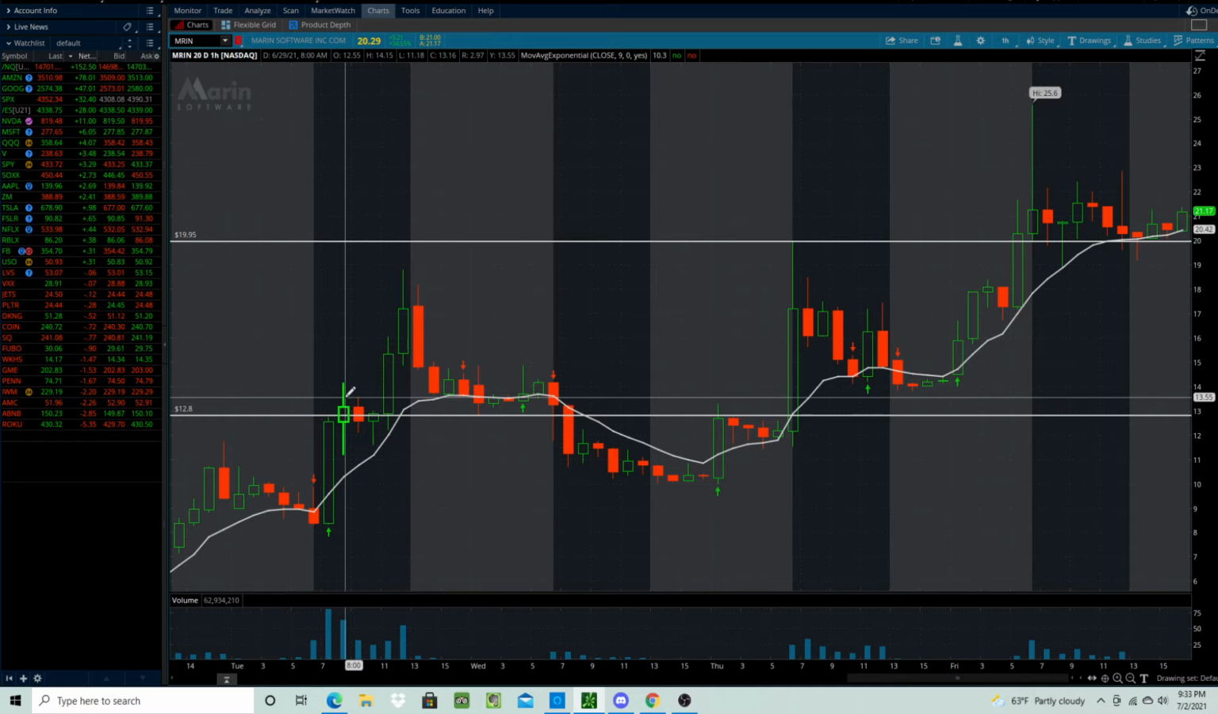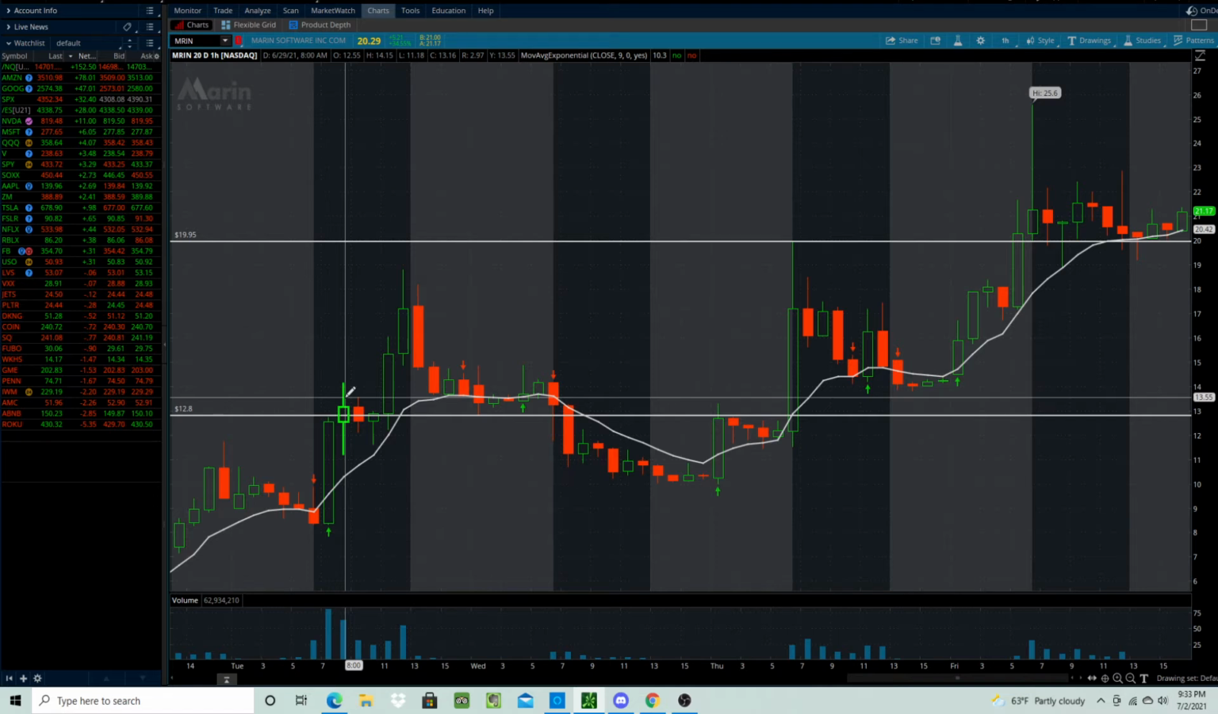But for me personally, on a small stock like MRIN, I know there's a lot of momentum behind it. I know there's a lot of retail traders behind it. I know this has been moving upwards. On a stock like this, I would look to take $1, $2, $3, even 50 cents, depending on your sizing.